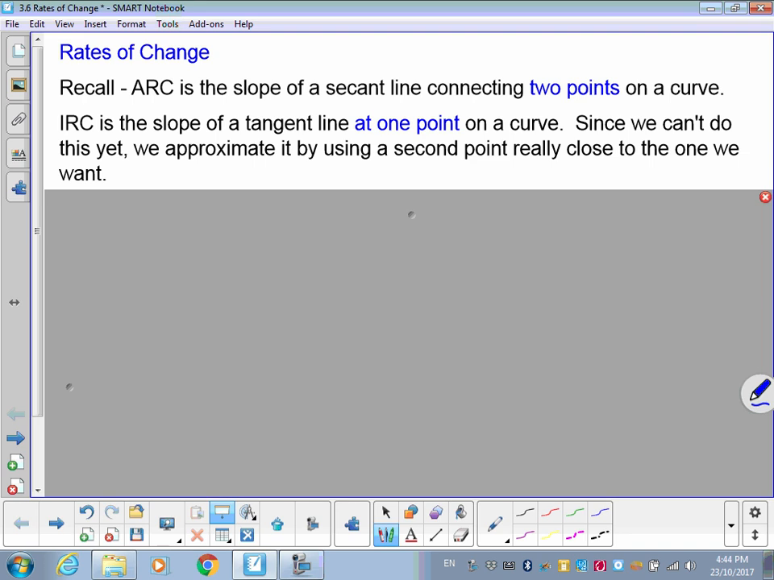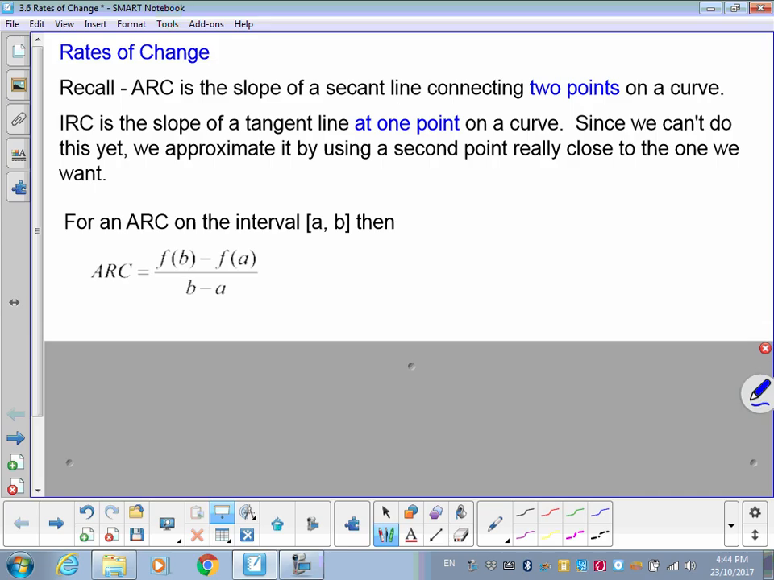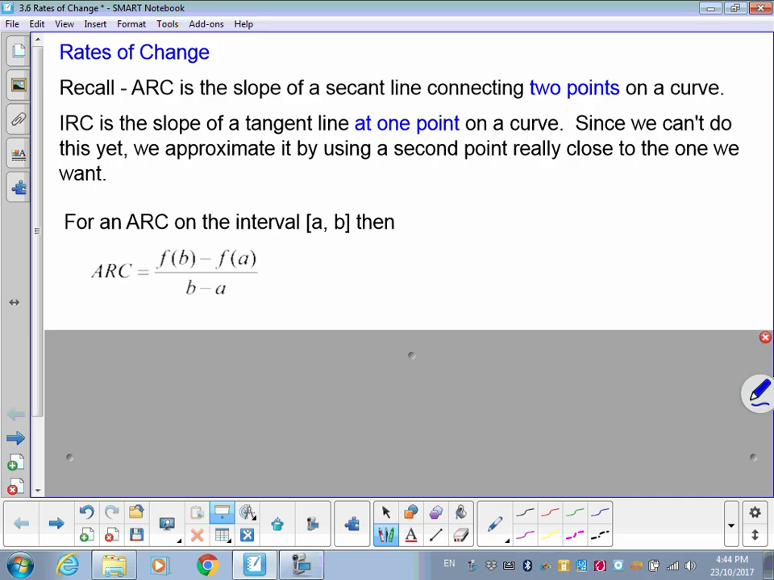So how did we do that? What was the formula? If we want to find the average rate of change on a closed interval from A to B, then what was the formula? Now, we used x1 and x2, but that formula was f of x2 minus f of x1 all over x2 minus x1. Basically our basic slope, rise over run. Rise went with the y values, run went with the x values, the a and the b. So that one's pretty straightforward, I hope.